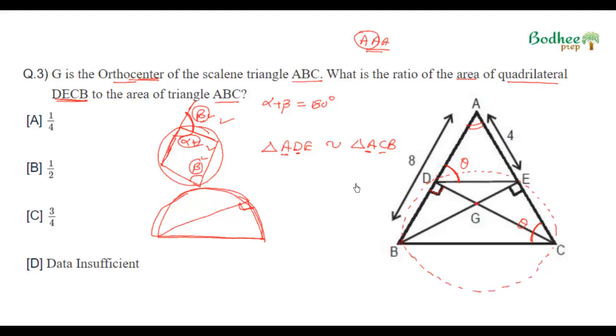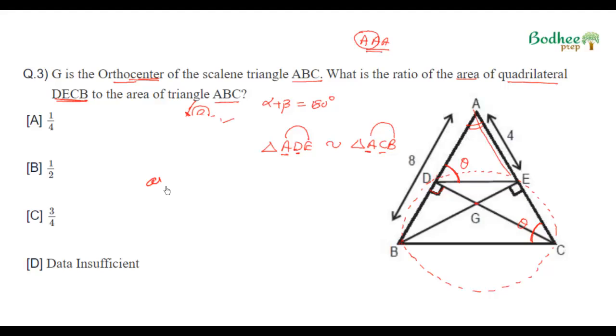Now we know that for similar triangles, the ratio of areas is equal to the ratio of the squares of their corresponding sides. So what are the corresponding sides? The corresponding side of AE will be AB. We have been given the length of AB to be 8 and the length of AE to be 4. So if we take the ratio of the area of triangle ADE over triangle ACB, then clearly it is nothing but AE over AB whole square. This is nothing but 4 by 8 whole square, which comes out to be 1 by 4. So 1 by 4 is the ratio of the areas of triangle ADE and ABC.